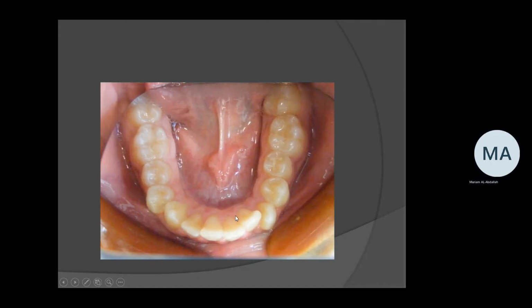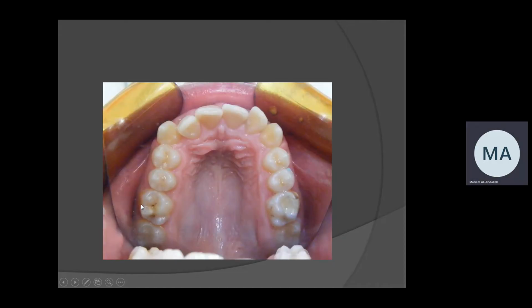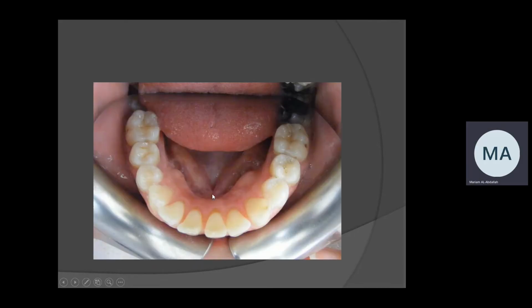Okay, and we have moderate crowding. This is a mild to moderate crowding. So this is a 1, 2, 3, 4, 5. So it's a 5, so it's a moderate crowding. Let's say it's a borderline between mild and moderate. Anyway, with multiple rotations. So you can see this lateral in the upper left quadrant is mesio-labially rotated. Okay, this central incisor is mesio-palatally rotated. And this canine is buccally displaced. So this is how you describe the arch.